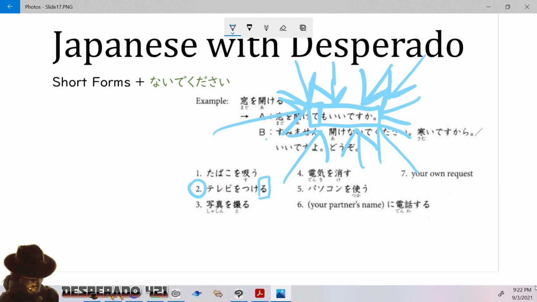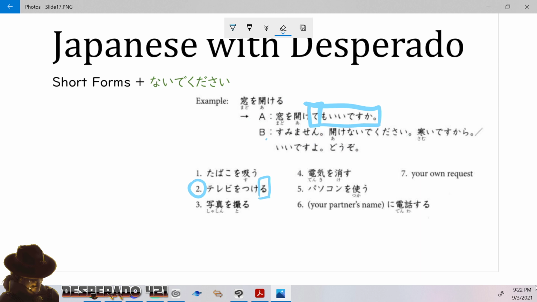I'm confused now. Are you looking at the screen? Yeah, but I'm confused at what I missed. Okay. You said the answer in B. Okay, A now. So now you need to change this here to te form. Oh god. Tsukete? Very good. So, terebi o tsukete mo ii desu ka? Very good.